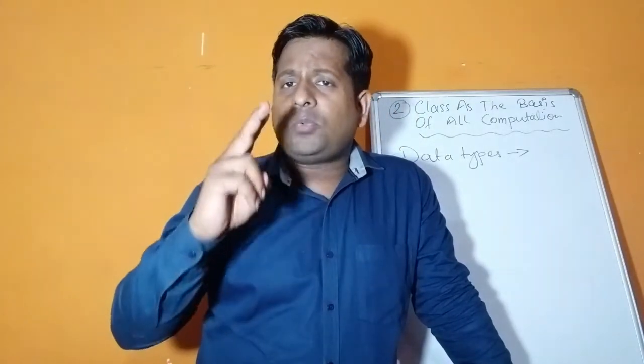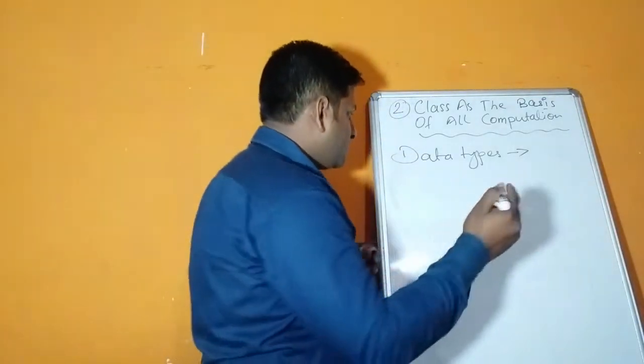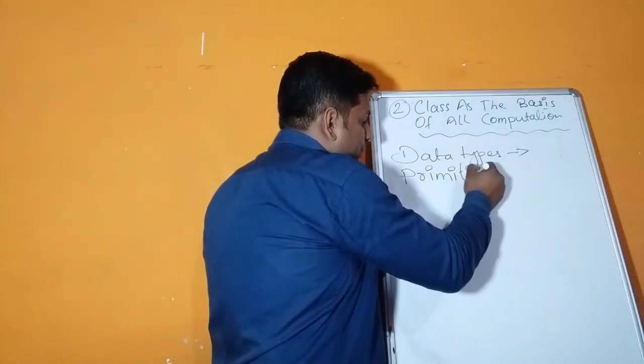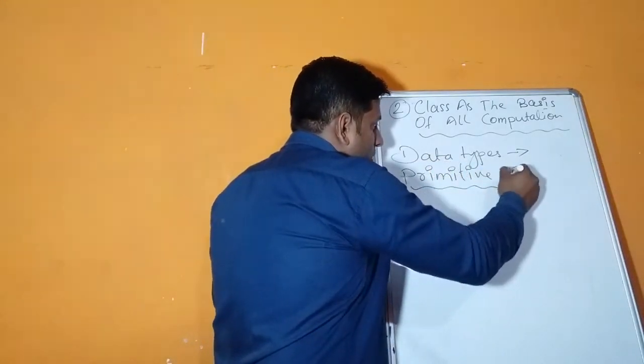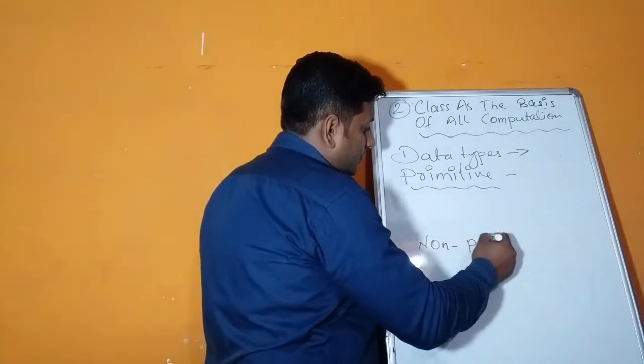In Java we have two different types of data types: primitive and non-primitive.